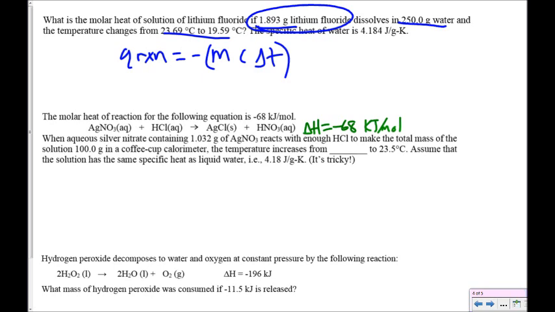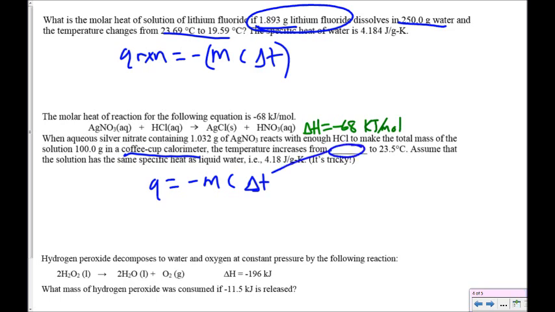Then it says, when aqueous silver nitrate containing 1.032 grams of silver nitrate reacts with enough HCl to make the total mass of the solution 100 grams in a coffee cup calorimeter, the temperature increases from blank to blank. It's talking about temperature change. So once again, we're back to MC delta T. We know we've got Q equals MC delta T. The question is, what type of MC delta T? Is this in a coffee cup? Right there it says that. Is this a solution? Yes. Both indicate I'm going to be doing negative MC delta T here. Now the problem is, it's asking me for the initial temperature.